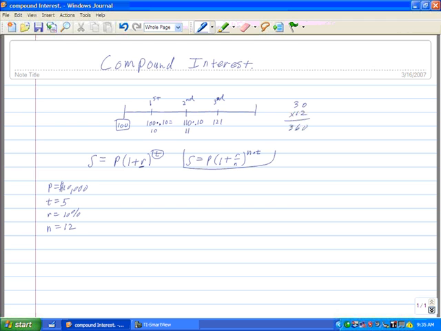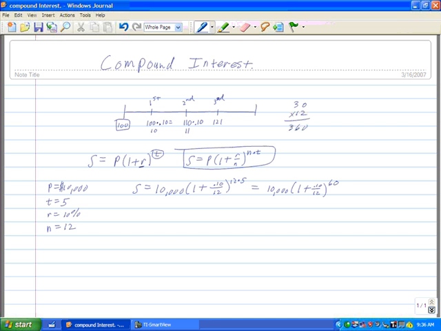So using the second formula, which allows you to calculate more than once a year, we would have S equaling 10,000 times 1 plus 0.10 over 12 to the power 12 times 5. So that's what the formula would look like. Now we can do a little bit of simplification here in our head. We really don't have to do much in our head. That's going to be 1 plus 0.10 over 12 to the 60th power.